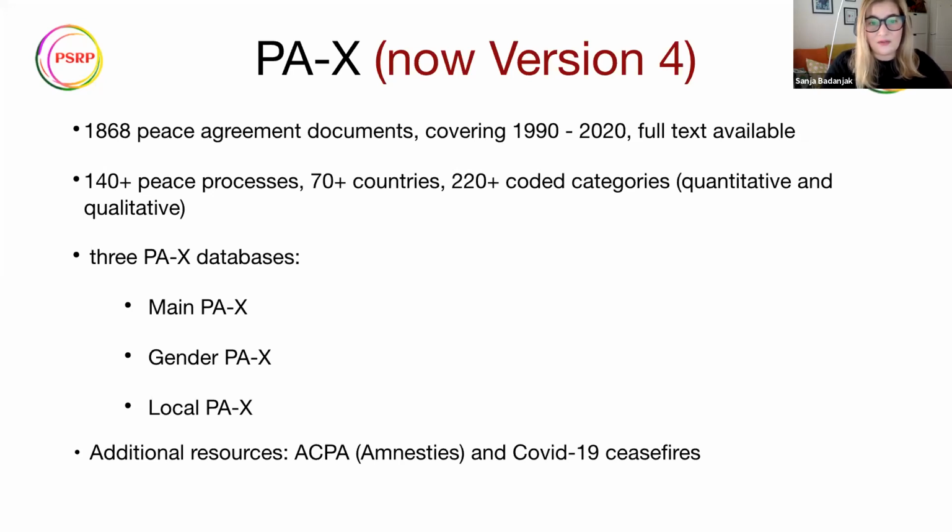The PSRP and the University of Edinburgh have been hosting the data since 2015, and the database has seen multiple new releases. The PSRP team is now working on the 5th release of the PA-X database and dataset. The most recent one was in June, and we tried to be very current. So we tried to include agreements that had been agreed and signed up to June 2020. So you can see some of the most recent products of peace negotiations in the PA-X database.